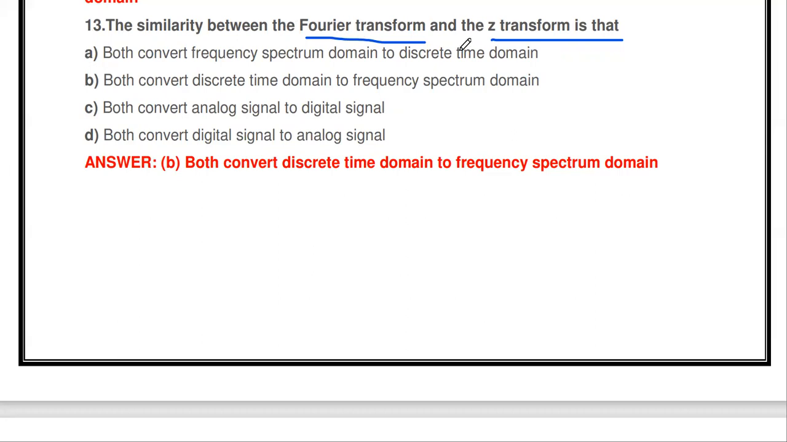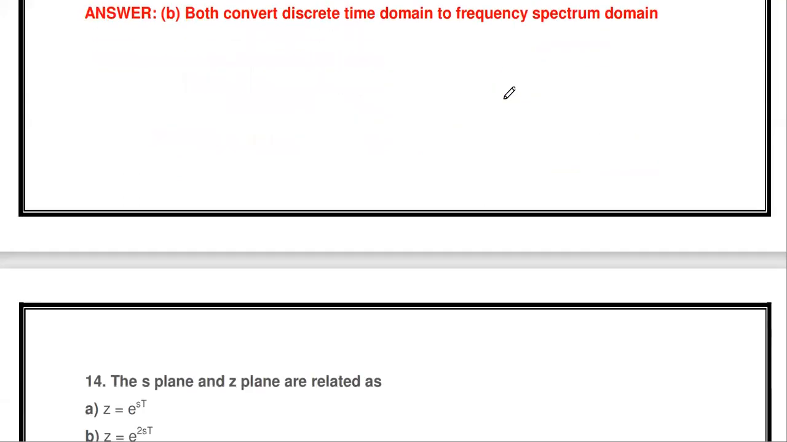So all transform is used to convert the time domain into frequency domain. The Z transform and the Fourier transform, the discrete Fourier transform, are used to convert the time domain signal into frequency domain. So this is the similarity between these two things. B is the answer.